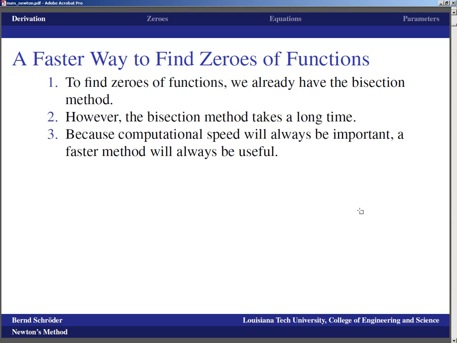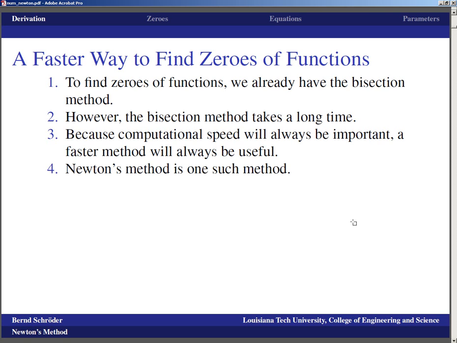So, because computational speed will always be important, a faster method will always be useful. I know that computational speed has increased tremendously within my lifetime and probably even also within your lifetime. However, just because we've got a lot of computational power available does not mean that we ought to waste it. People who run numerical algorithms on supercomputers have a lot of computational power available, and they are not running the bisection method because it wastes time.